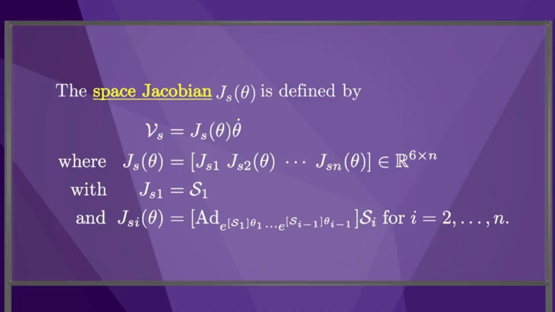Notice that no differentiation is necessary to calculate the Jacobian. Also, the space Jacobian is independent of the choice of the end-effector B frame. In the next video, we will do a similar derivation for the body Jacobian, where the end-effector twist is expressed in the end-effector frame B.